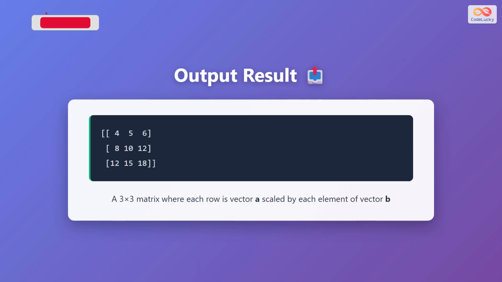When we run this code, we get a 3 by 3 matrix. The output shows 4, 5, 6 in the first row, 8, 10, 12 in the second row, and 12, 15, 18 in the third row. Each row represents vector A scaled by each individual element of vector B.